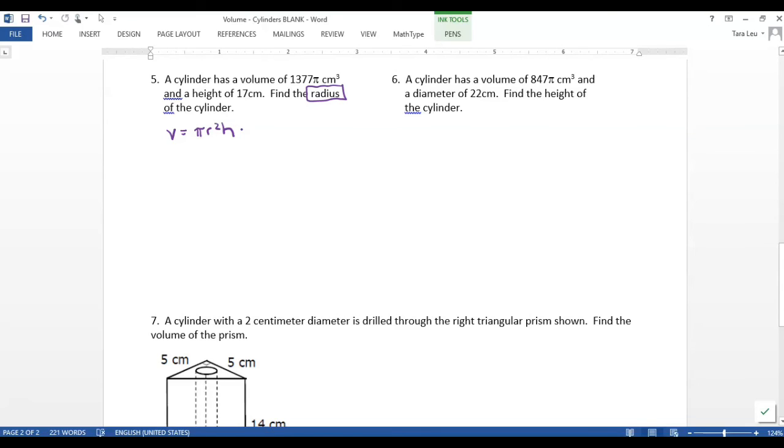We know that the volume is 1,377 pi. So let's plug that in for V. This is our volume. And then we know the height is 17 centimeters. So let's plug that in for h. So pi r squared times 17. Okay, so now we're just going to solve for r since that's our only variable here.